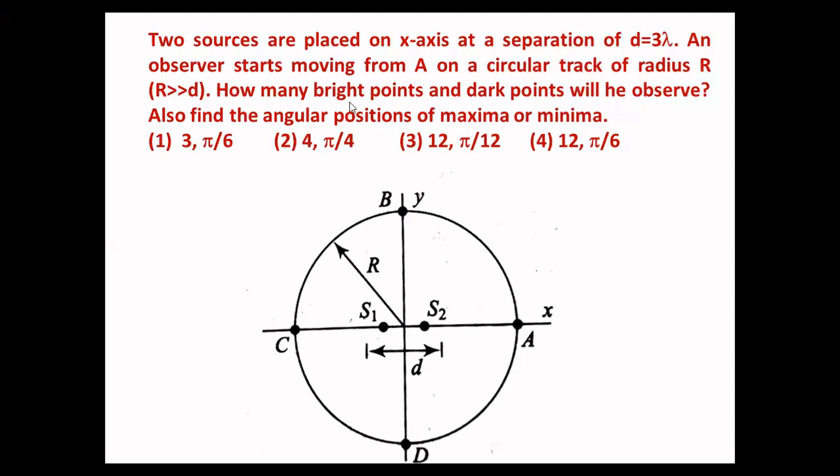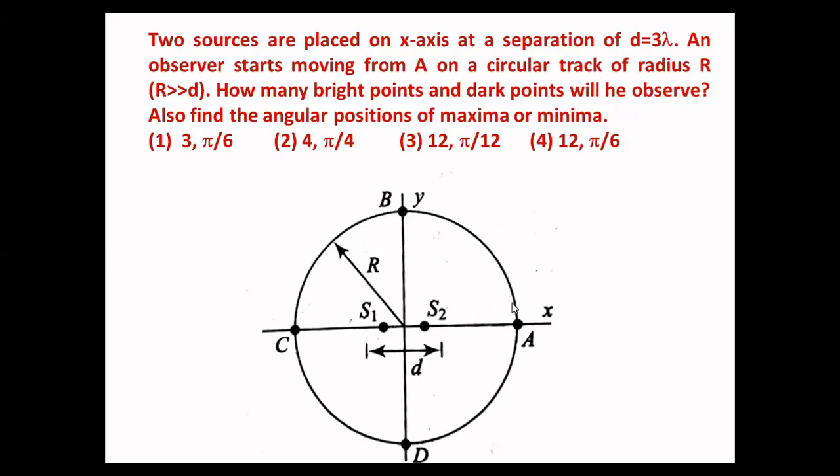Now their question is, he moves on a circular track of radius capital R. Where is R? Here is R. R is much greater than D. These two sound waves are separated, sources of light are separated by a very small distance compared to the radius. How many bright points and dark points will he observe?